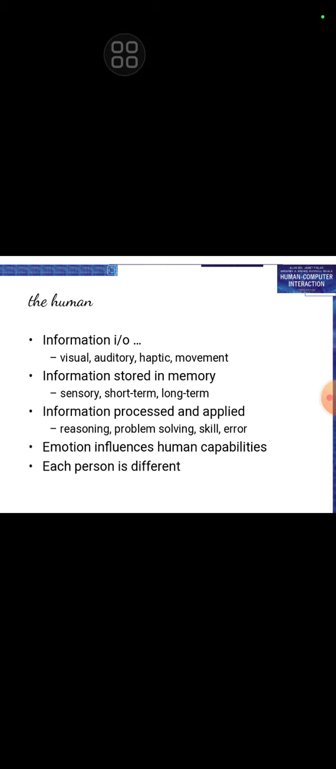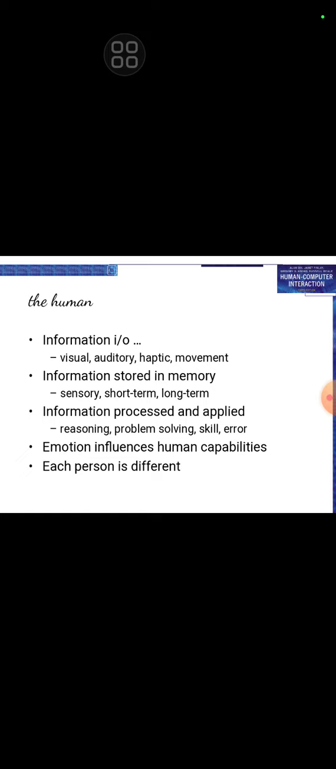Based upon the input-output channels, a person interacts with the outside world through information being received and sent, input and output. The user interacts with the computer by receiving information that is output by the computer and responds by providing input to the computer. So, the user's output becomes the computer's input and vice versa. The information can be visual, auditory, haptic, or movement.